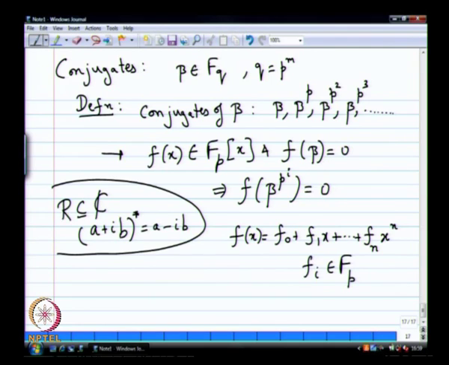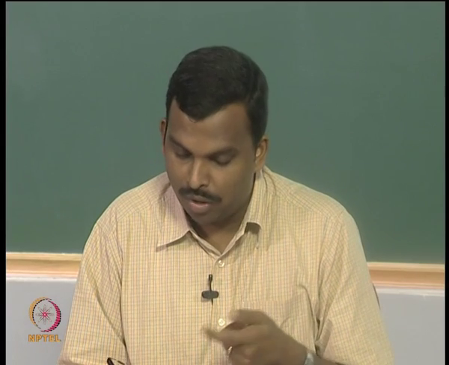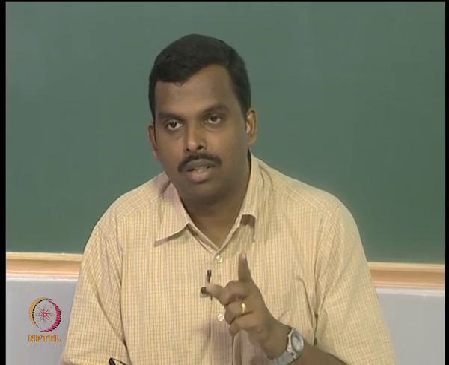Remember, this Fp is a finite field, and it also has a primitive element. I did not really prove this, but I also said every finite field has a primitive element, and I already asked you to accept it and you all accepted it. So, now I can use it. So, Fp also has a primitive element. That primitive element raised to the power p minus 1 is going to be 1.